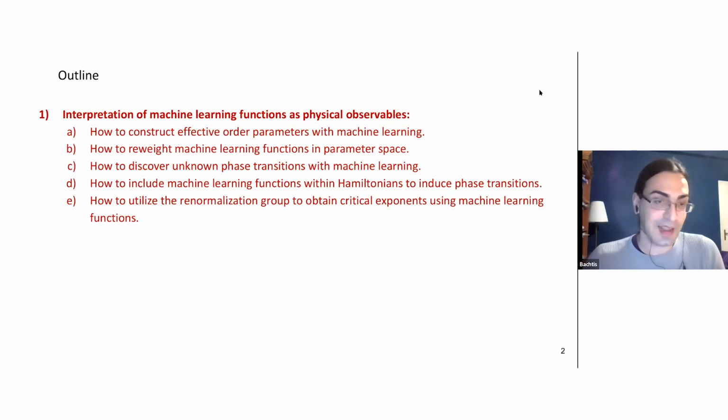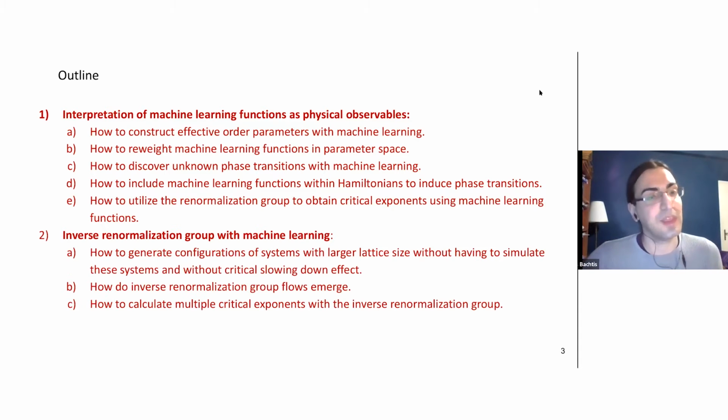The second research direction that I'm going to discuss is about the inverse renormalization group when it is combined with machine learning. So I want to answer the questions how to generate configurations of systems with larger lattice size without having to simulate these systems and therefore without experiencing critical slowing down effect, how inverse renormalization group flows emerge in a system's parameter space, and how to calculate multiple critical exponents based on arguments established with the inverse renormalization group.